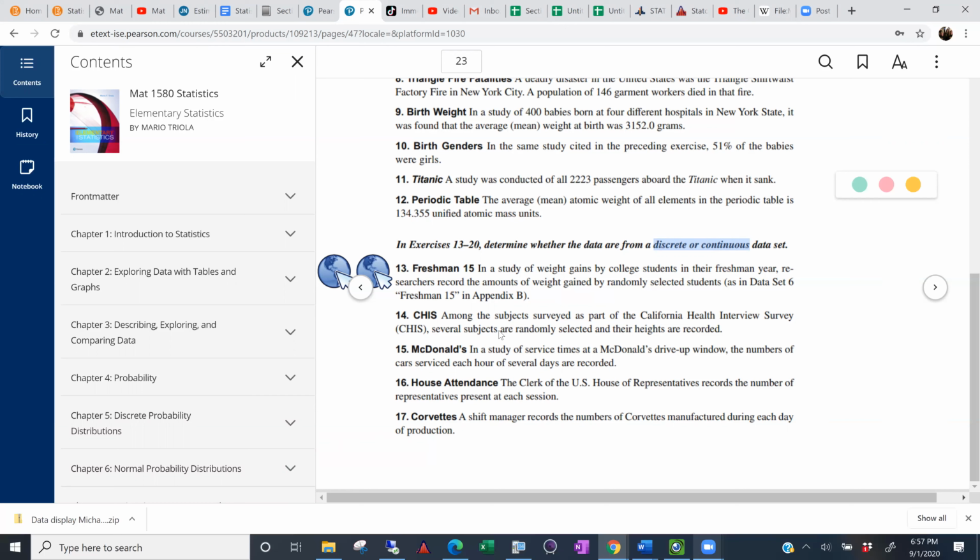Let's jump down to problem number 16. The clerk of the U.S. House of Representatives records the number of representatives present at each session. What do you think, discrete or continuous? Discrete. Yeah, discrete, because you can't have a fraction of a person present, so that one's discrete.